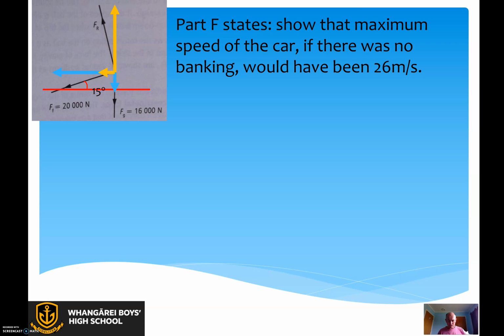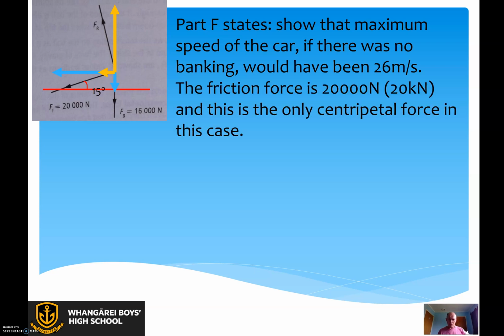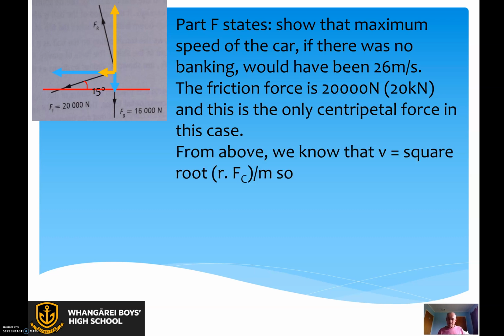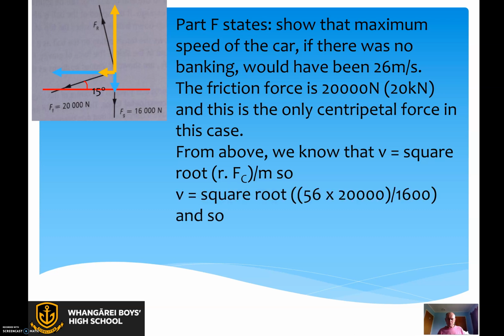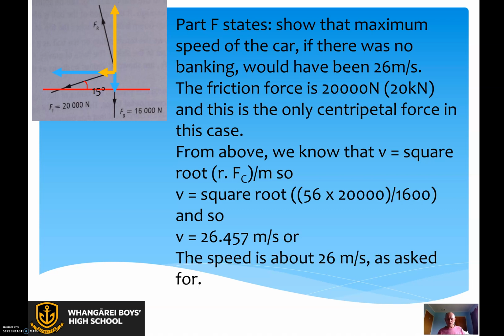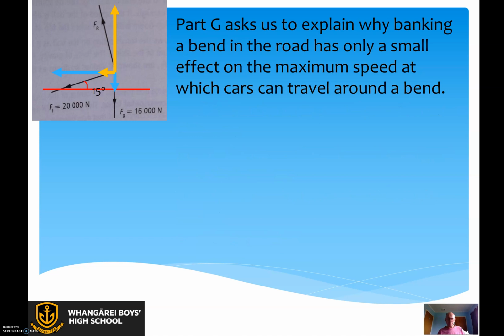Second to last part, part F says, show that the maximum speed of the car if there was no banking would have been 26 meters per second. The friction force is 20,000 newtons. They gave us that in this picture here. And it's the only centripetal force in this case if the whole thing is tipped back upright. If there's no banking, so it's just, sorry, I'm pointing the wrong way, this way. No? Yeah, my image is flipped. So the force towards the middle is 20,000 newtons, which is a year 12 question. V equals the square root of rFc over m. Put those numbers in, and we get 26.46 meters per second, or about 26 meters per second as they asked us for.